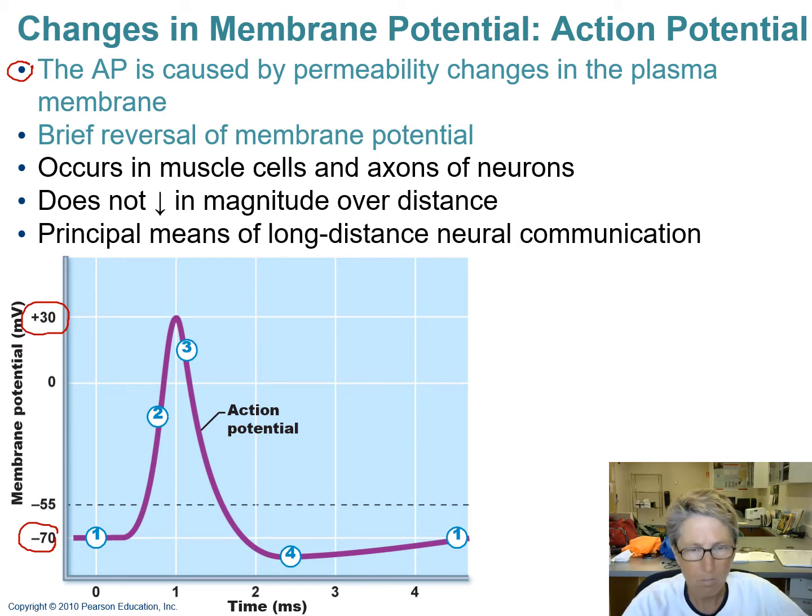Action potentials, this brief reversal of membrane potential, occur in muscle cells. We saw that in chapter 9, and now we're going to see it in axons of neurons in chapter 11. This action potential will not decrease in magnitude over distance. It will stay the same strength the whole length of the axon that it's running down. And this is the way the nervous system does long distance communication, because the magnitude, or the height of this wave, doesn't change along the whole length of the axon.